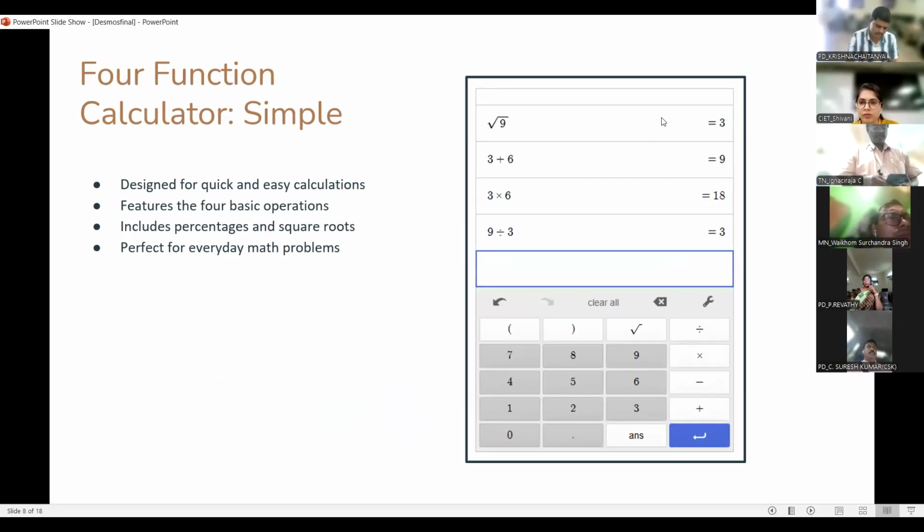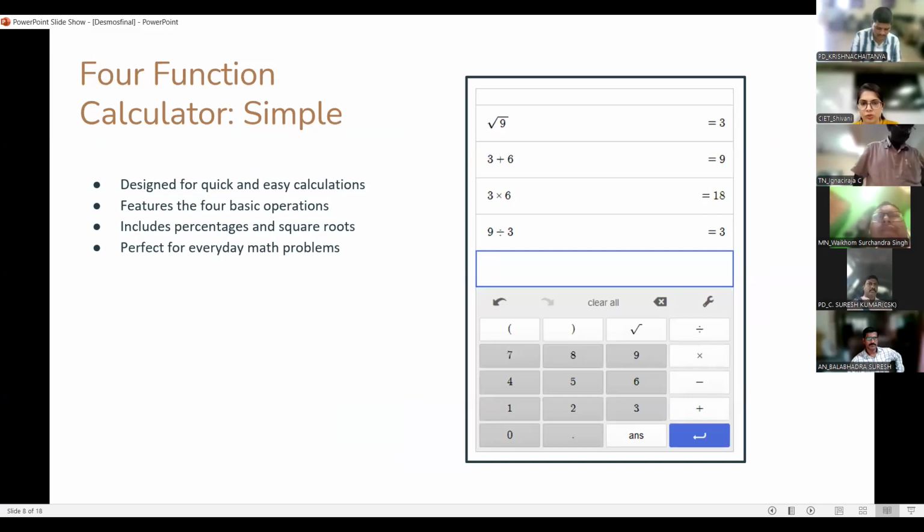Here you can see in the PPT, this tool looks like this, in which we can do simple mathematical operations like square root, addition, multiplication, division, these kinds of basic tools. Like we can say that it is perfect for everyday maths problems.